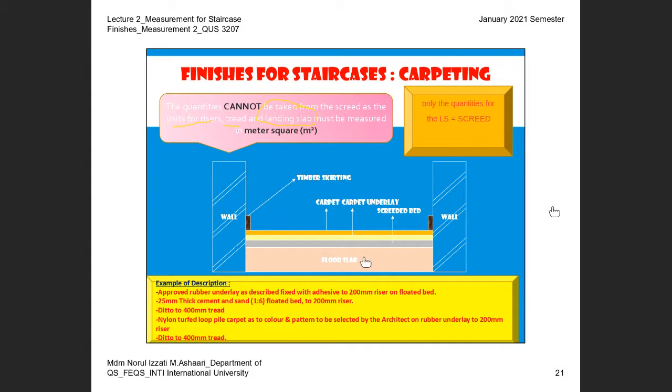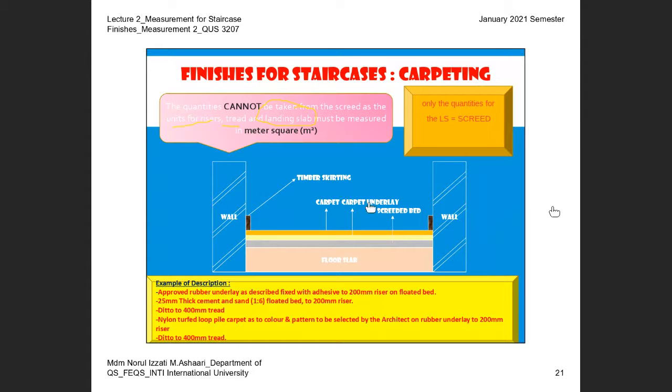Okay, let's see how the method of construction is. This is the traditional way the carpet is installed. You can see here the first layer we have the screeded bed. The second layer we have carpet underlay. For those who do not know carpet underlay, it looks like rubber, and if you stand on the carpet, sometimes you can feel the flexibility. So that is carpet underlay. You can also Google to see how the design looks.